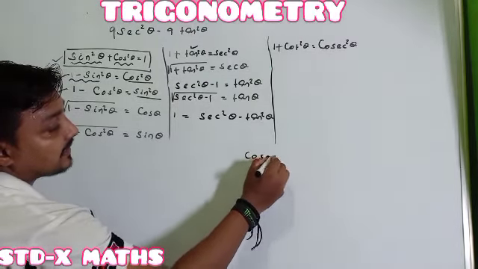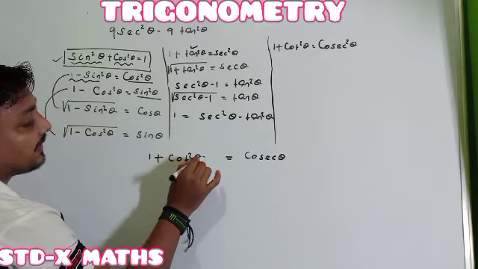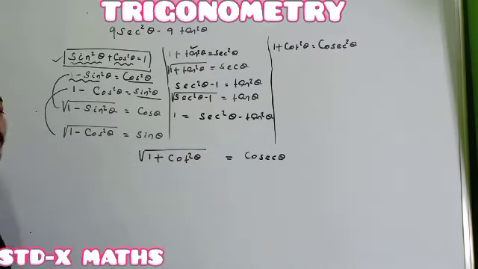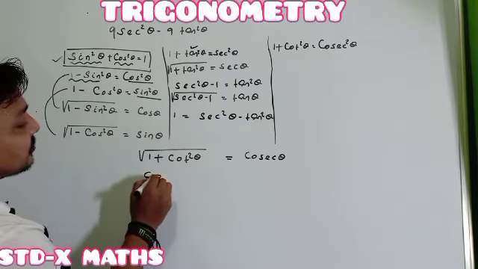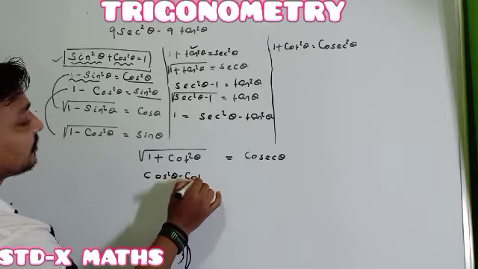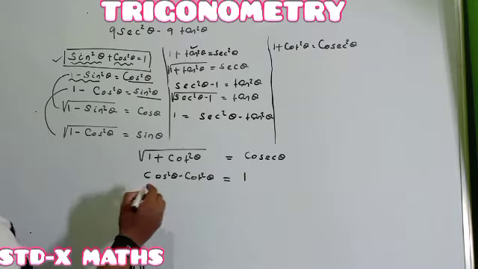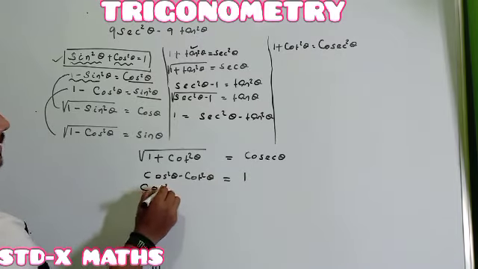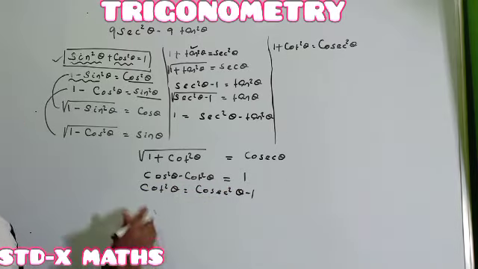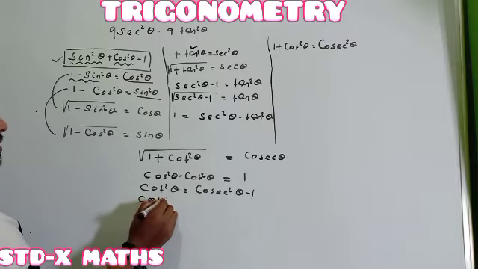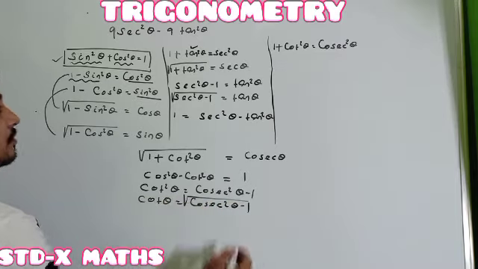So for only cosec theta, it will be the root of 1 plus cot square theta. And 1 is cosec square theta minus cot square theta, the result is always 1. Next, if one wants to find cot square theta, it becomes cosec square theta minus 1. For only cot theta, it will be the root of cosec square theta minus 1.